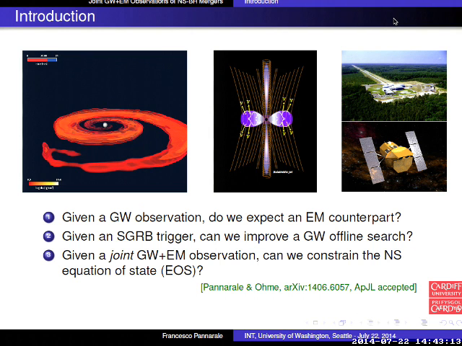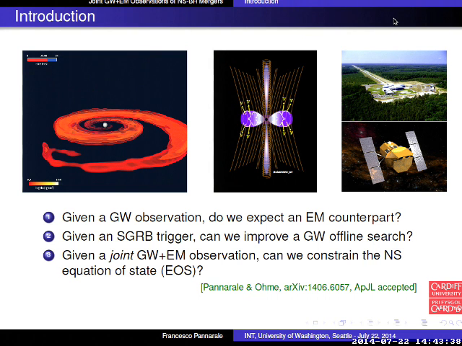So the questions we asked were three, essentially. The first one is, if we have a gravitational wave observation of a neutron star black hole system, can we say, upon detection, can we estimate somehow our chances of having an electromagnetic counterpart? And then we can reverse the problem and say, OK, say the system evolved.